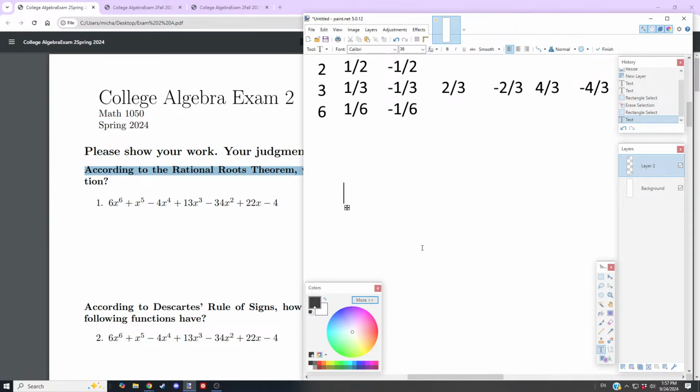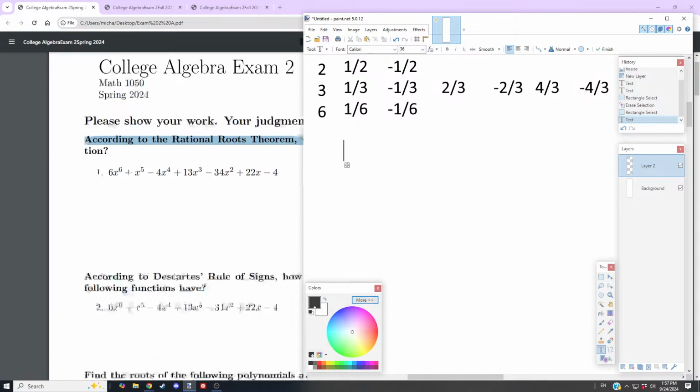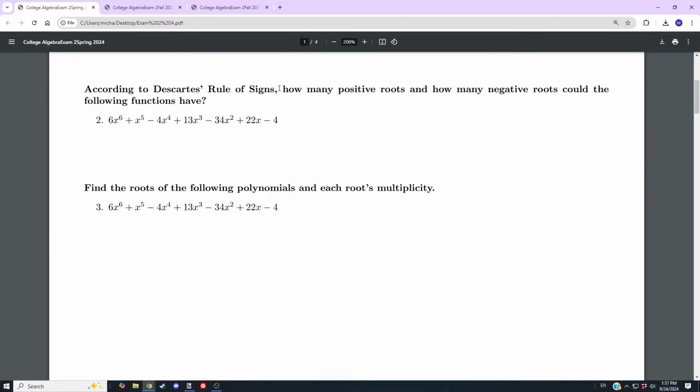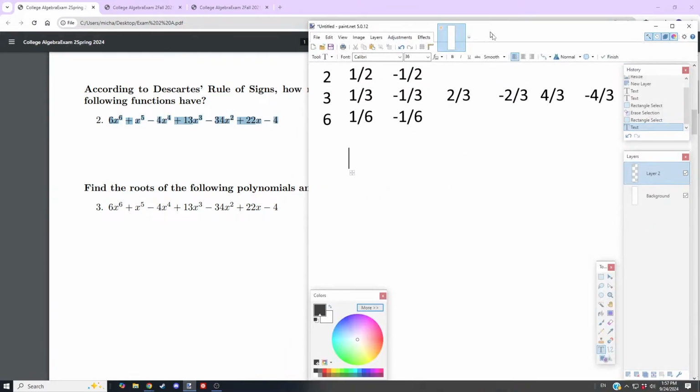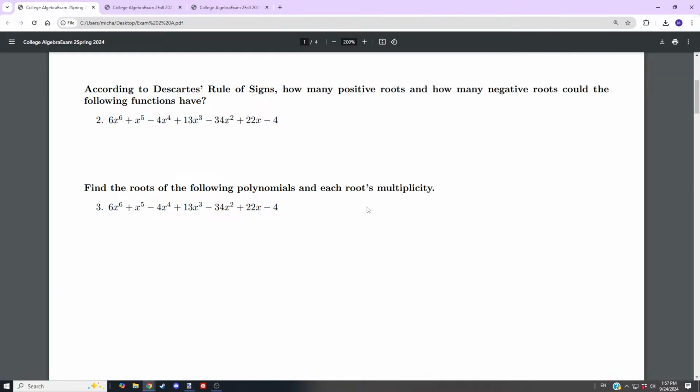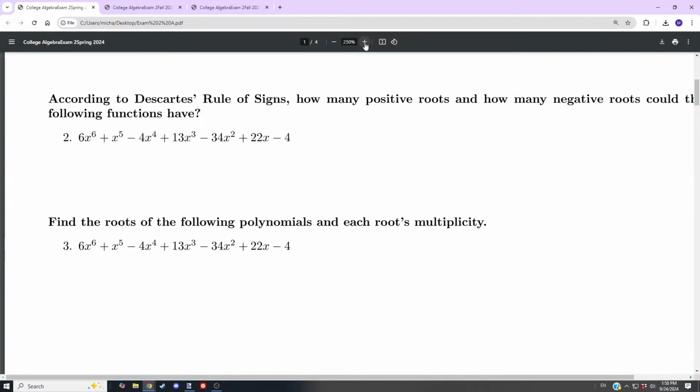The next question on the list is, according to Descartes' rule of signs, how many positive roots and how many negative roots could the following function have? It's the same polynomial as before. So, Descartes' rule of signs counts sign switches. What we mean by that, let me unhighlight a little bit.